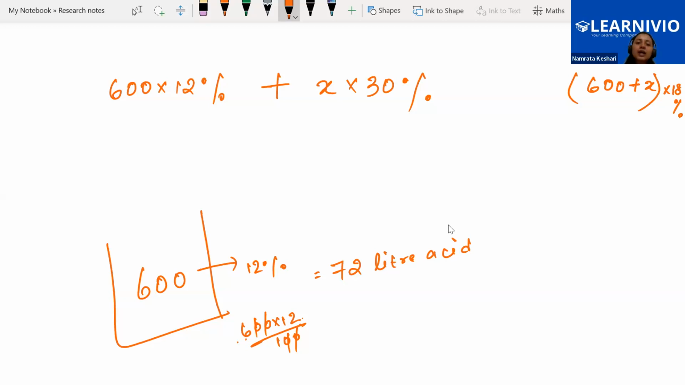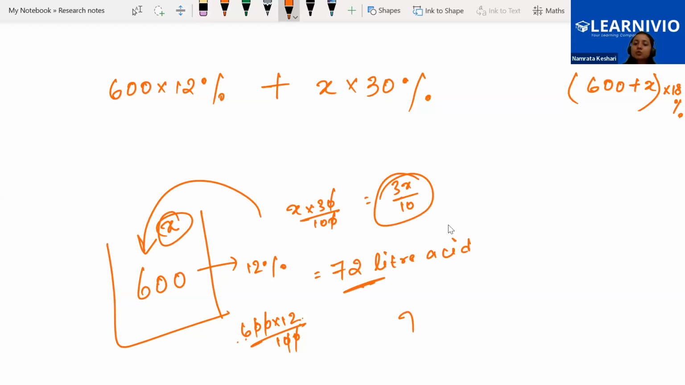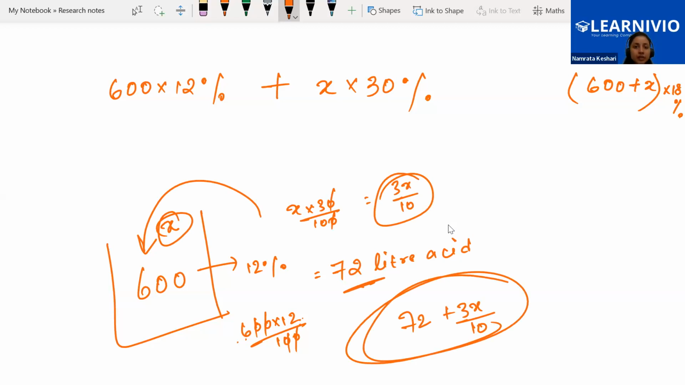Now X liter we are adding in the same mixture, and in this X liter, 30% is acid. So X into 30 by 100, that will give the acid content, 3x by 10. So 72 plus 3x by 10 is the total acid we are having for now.